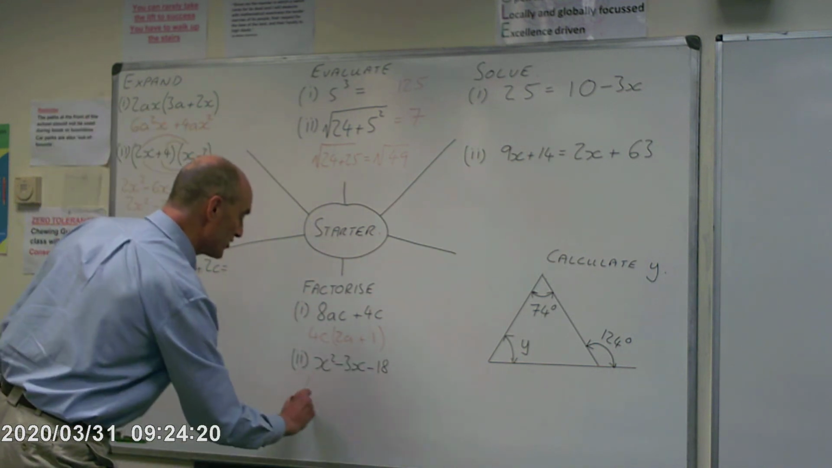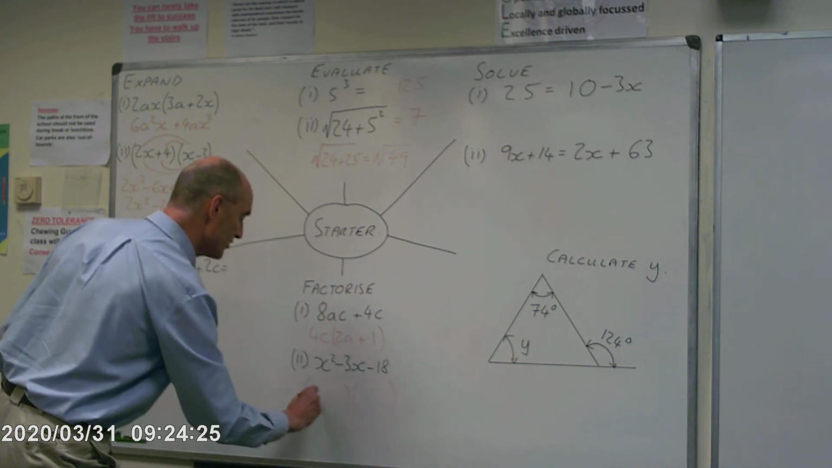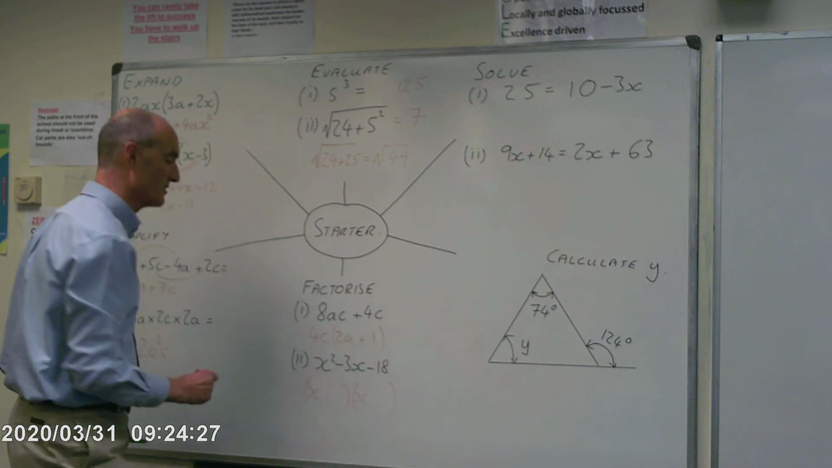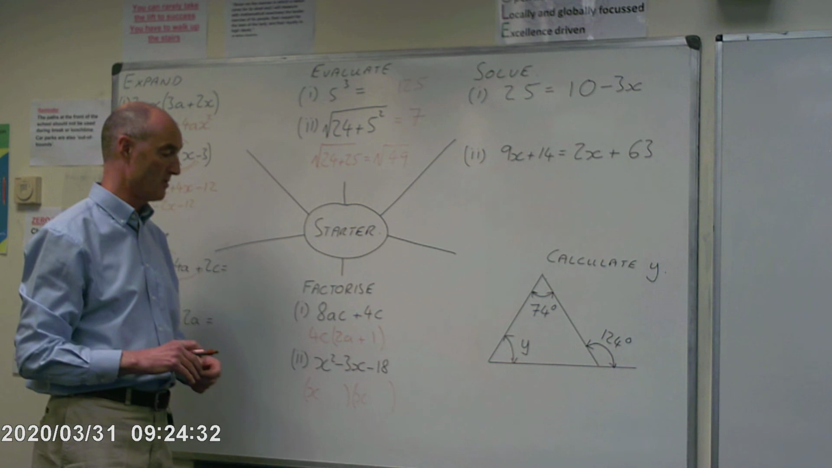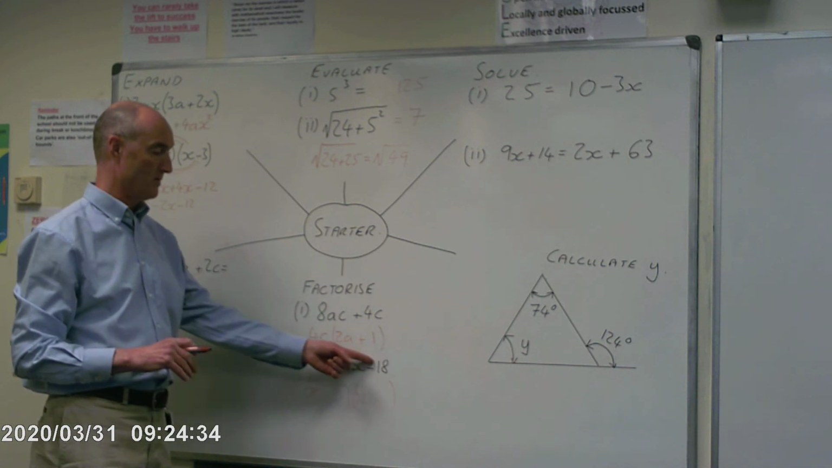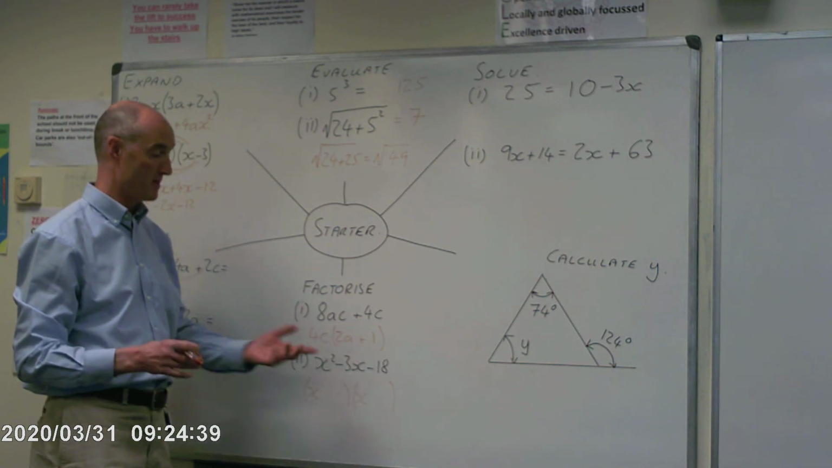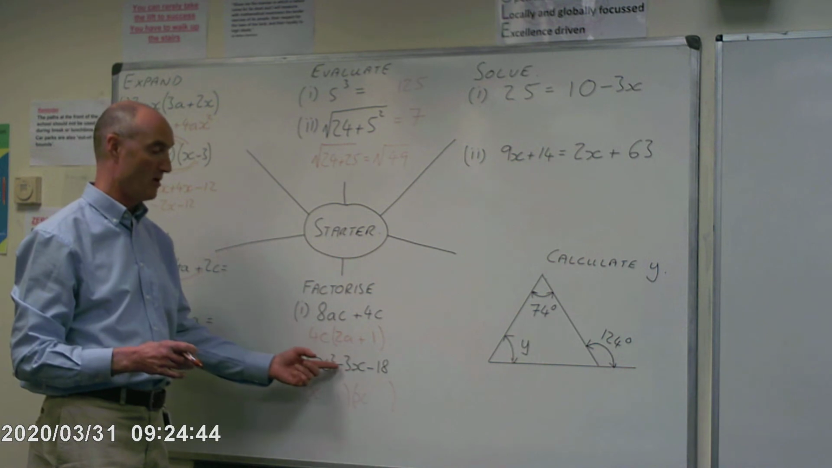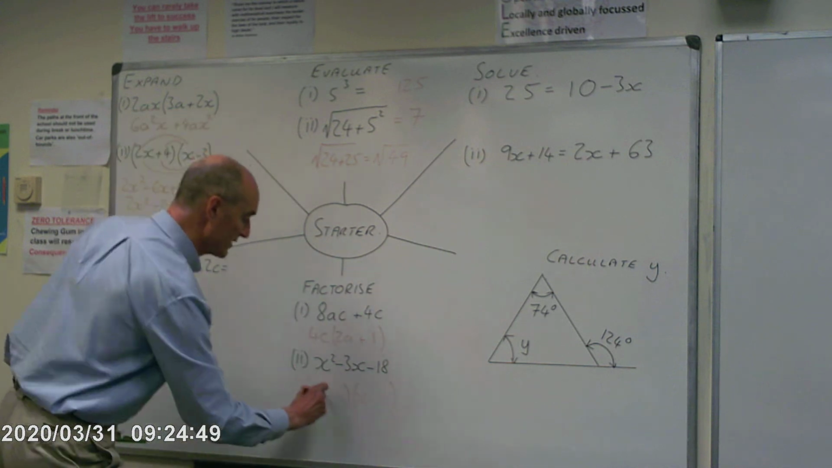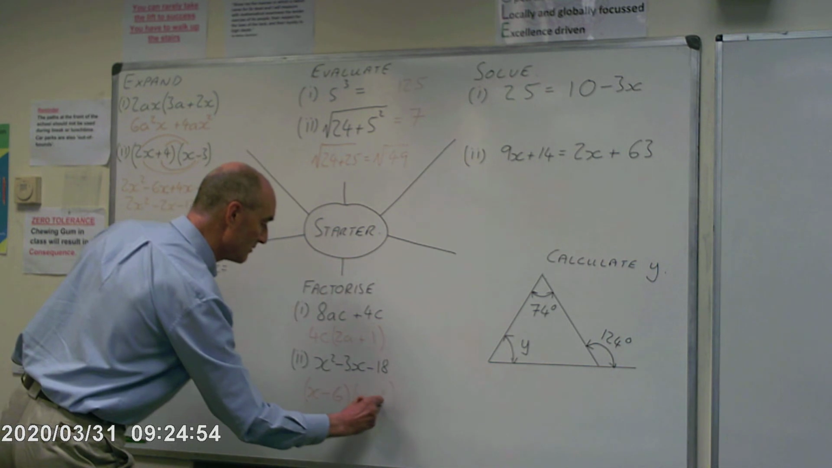x squared minus 3x minus 18, a quadratic expression. Factorise that into two brackets, x at the front of each bracket. Two numbers that multiply to make minus 18, but they add to make minus 3. One of the two numbers has got to be negative, because when you multiply them together, you get a negative result. The larger number is going to be the negative number. And the two numbers we need here are minus 6 and plus 3.